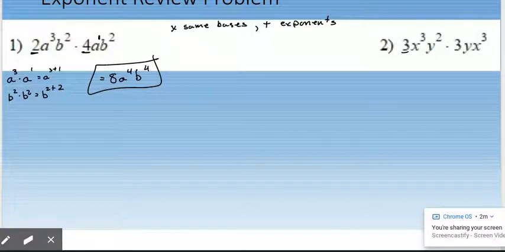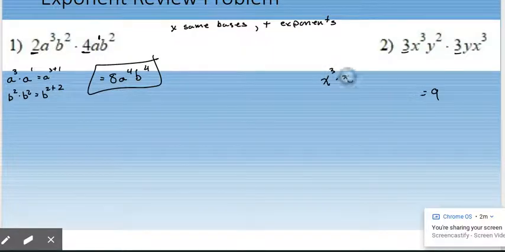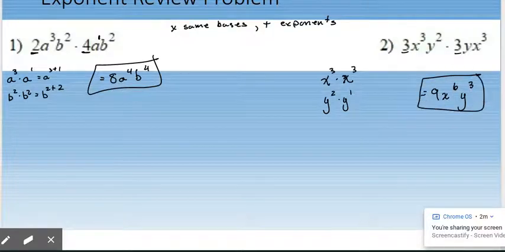All right, for this one, 3 times 3 is 9. For the x's, we have x to the third times x to the third. So we're going to add those exponents. 3 plus 3 is 6. And with the y's, we have y squared times y to the first. Going to add those exponents. 2 plus 1 is 3. And we're going to see that show up in some of the problems that we have.